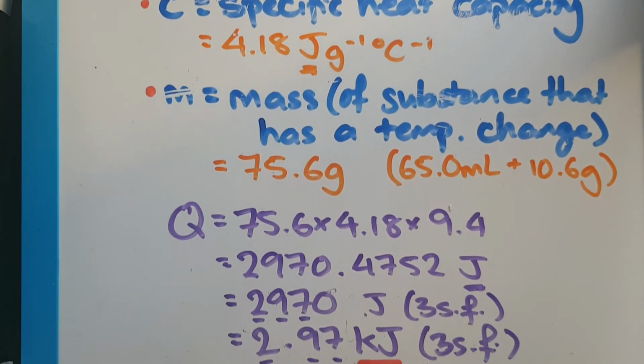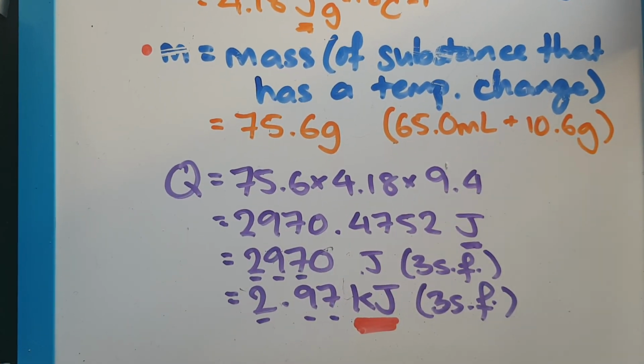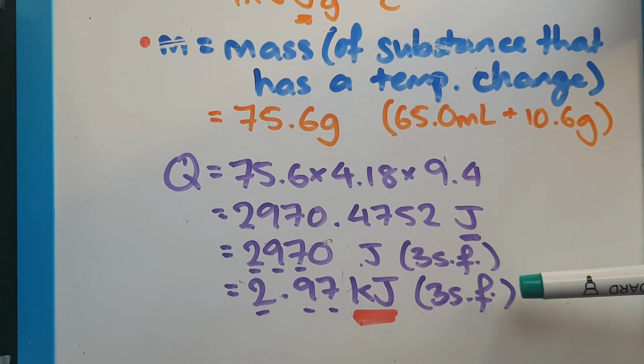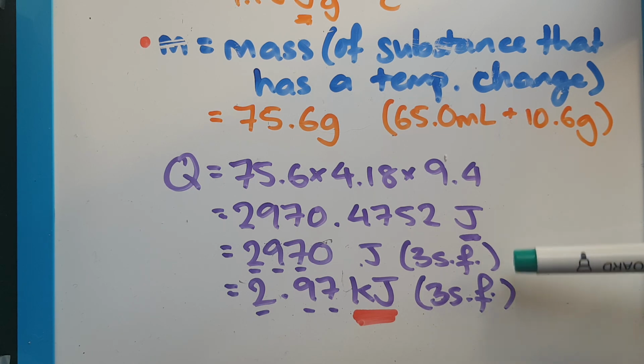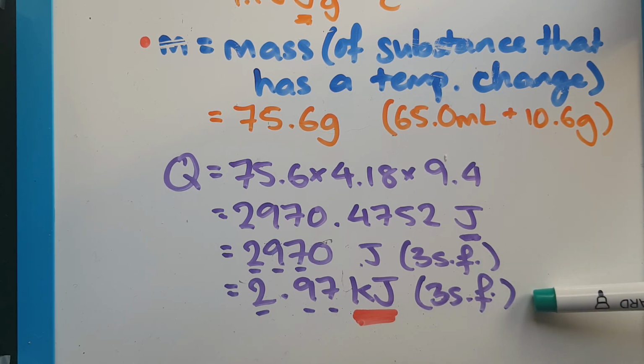So three significant figures for my final answer, and then I'm going to turn the joules into kilojoules. So I'm going to divide this number by 1,000 to get it into kilojoules, maintaining my three significant figures. In the next video, you're going to see how we take this number and turn it into an enthalpy change for this reaction.